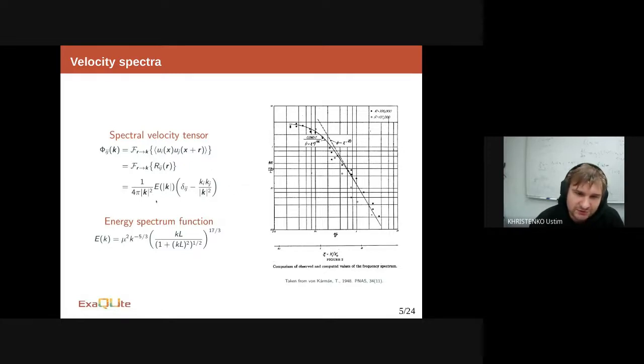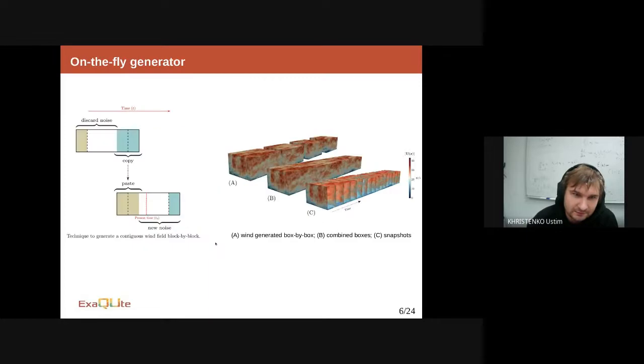So we can distinguish several components in this spectral velocity tensor. This one is the spectrum of curl, which guarantees that the obtained field will be divergence free. And then we have the scalar factor, which corresponds to the energy spectrum function. This form is common in the literature. Yeah, it may look difficult, but it's a commonly accepted form in the literature.